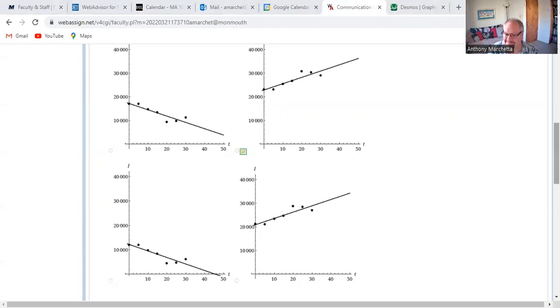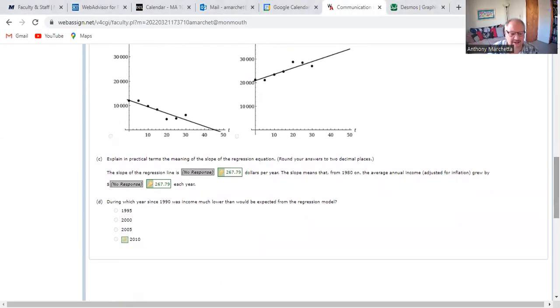Let's finish it. It says down here, explain in practical terms the meaning of the slope of the regression equation. The slope of the regression line is what? It's this many dollars per year. And the slope means that from 1980 on, the average annual income grew by that very amount each year. So this is something that has to do with a margin in business. The slope is M because of the concept of marginal values.